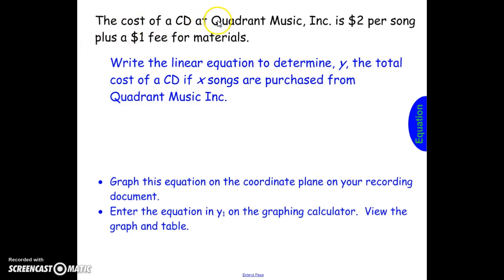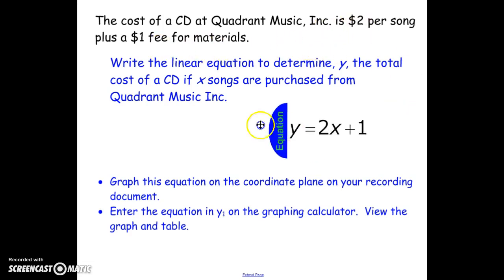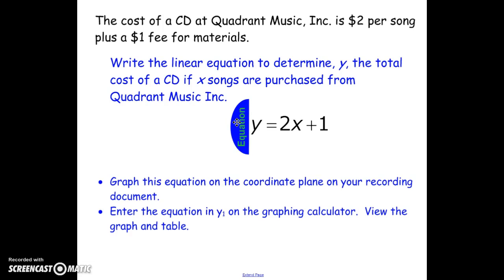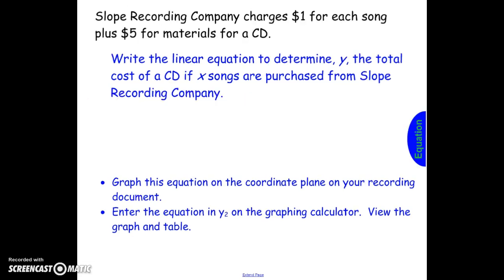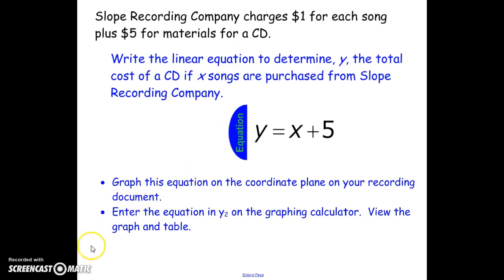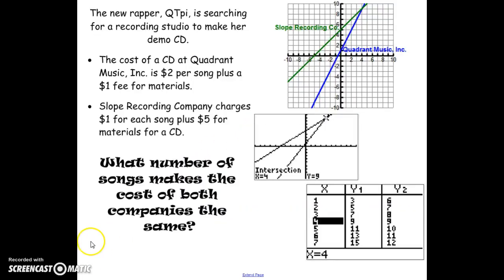So if we're going to start with the Quadrant Music Company, $2 per song plus a $1 fee, then our equation would be y equals 2x plus 1. And then you can go ahead and graph that on the big graph on the left. And then your next equation, if it's $1 for each song plus $5 for materials, that will be y equals x plus 5. And then you're going to go ahead and graph that also. So your graph should look something like this.